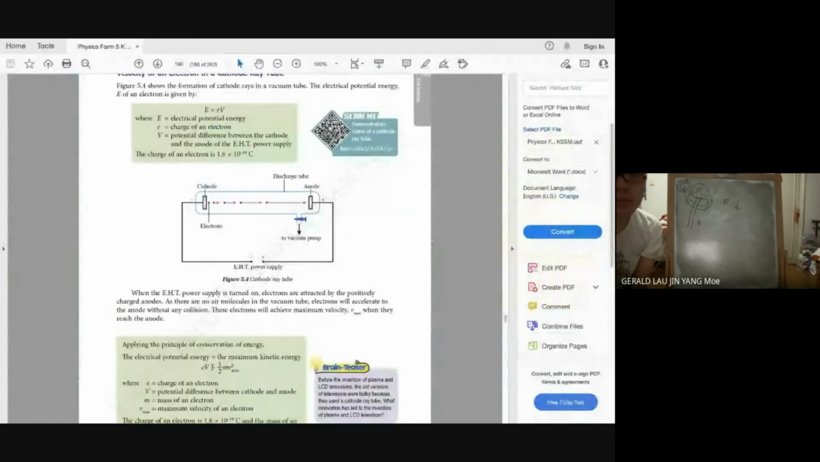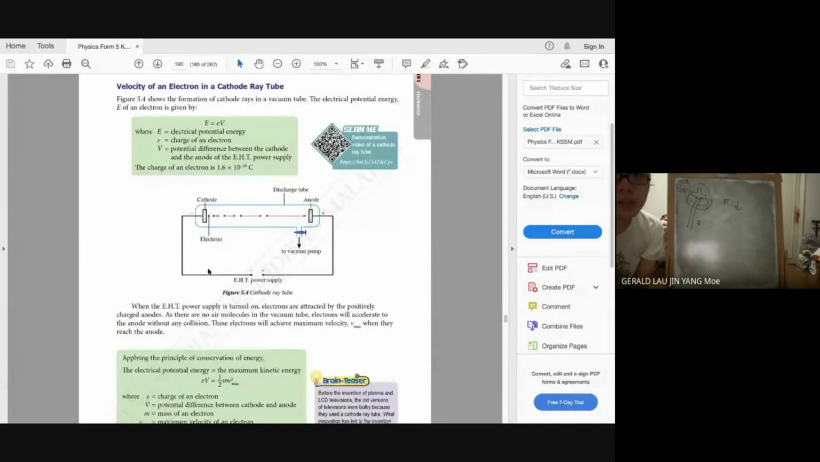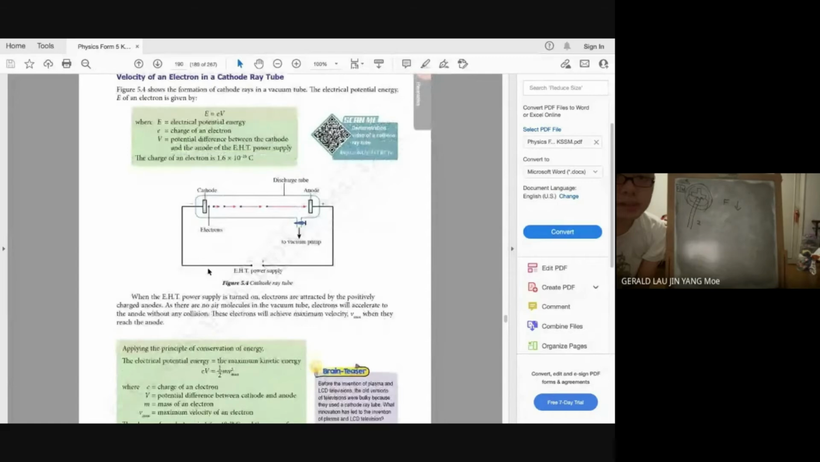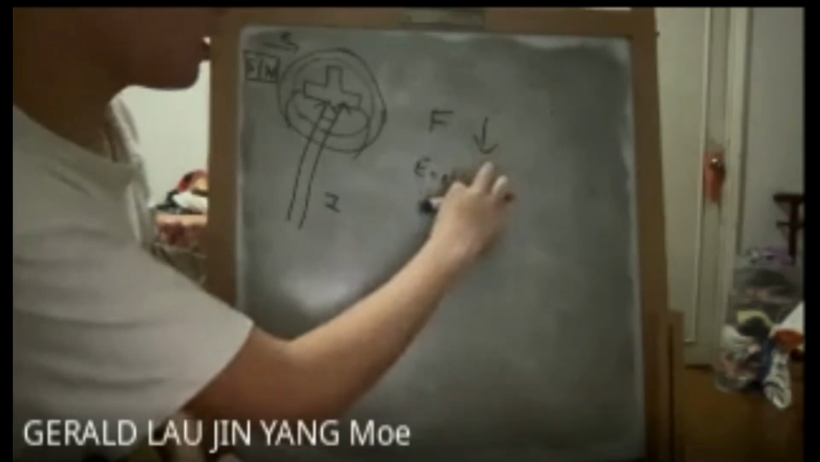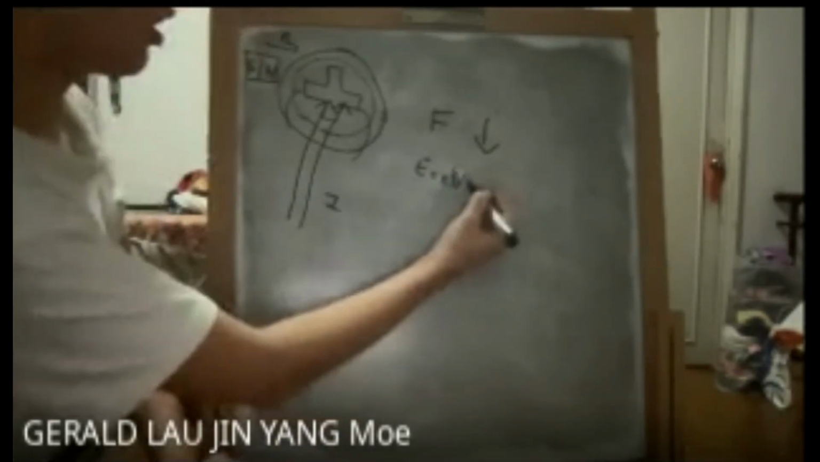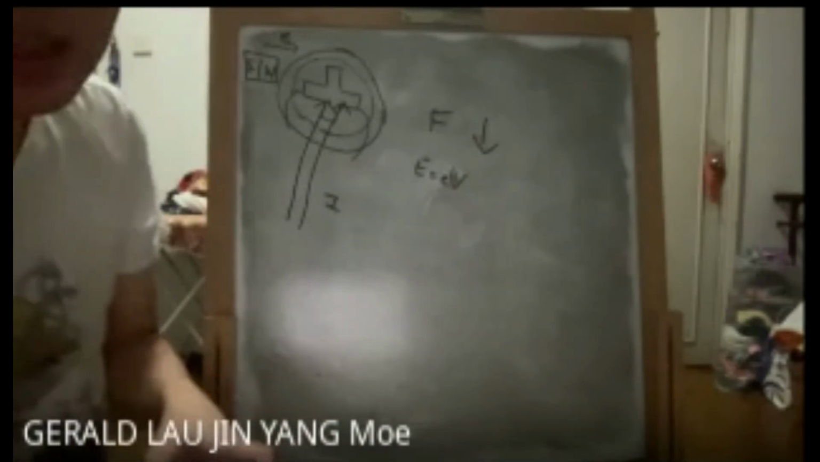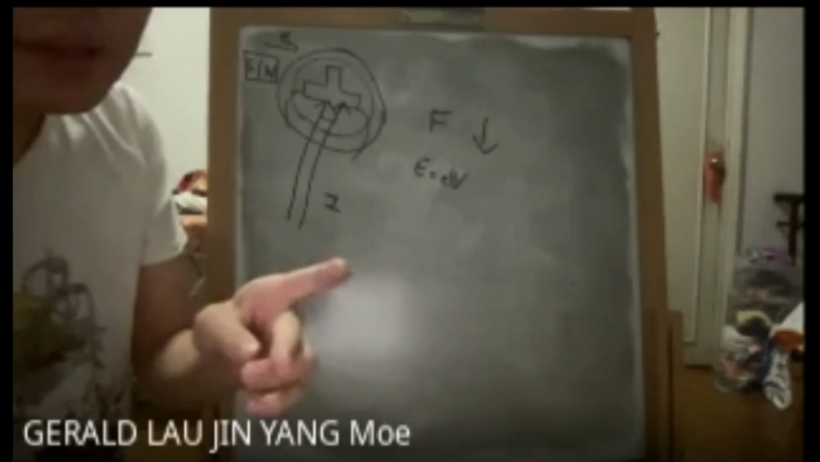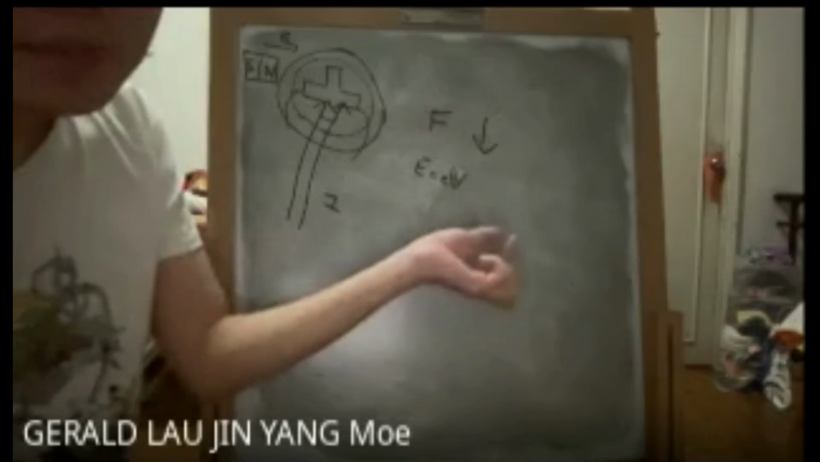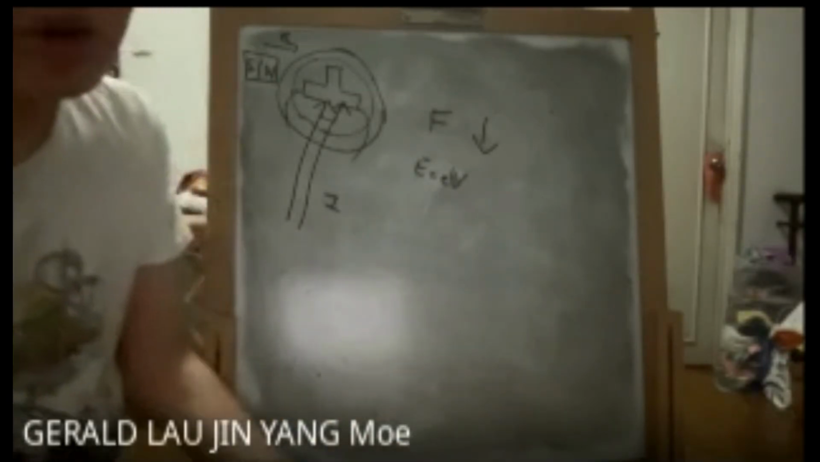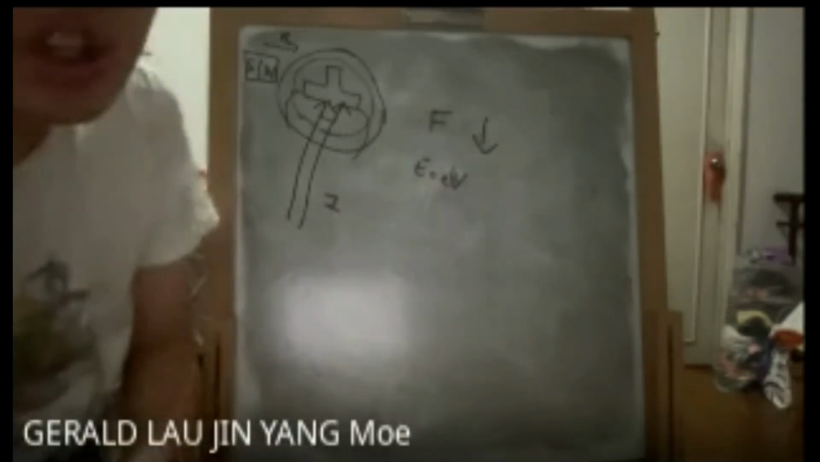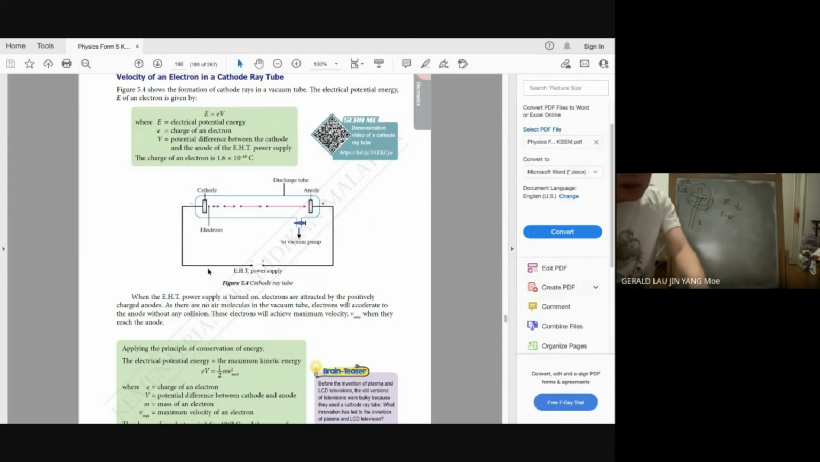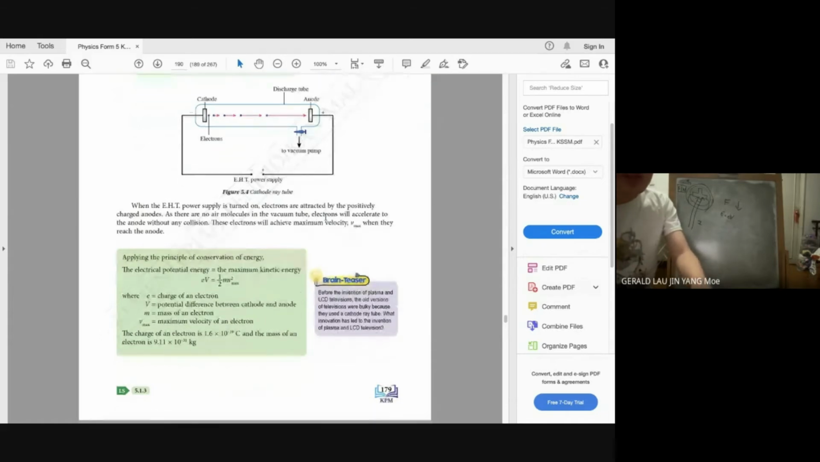So let's continue. Velocity of an electron in a cathode ray tube. Basically, your first formula is energy equals eV. That means the charge of an electron times the potential difference between the cathode and the anode. Let's say they give you the potential difference and the charge of the electron, they want you to find the energy. When the EHT power supply is on, then you have your maximum velocity.